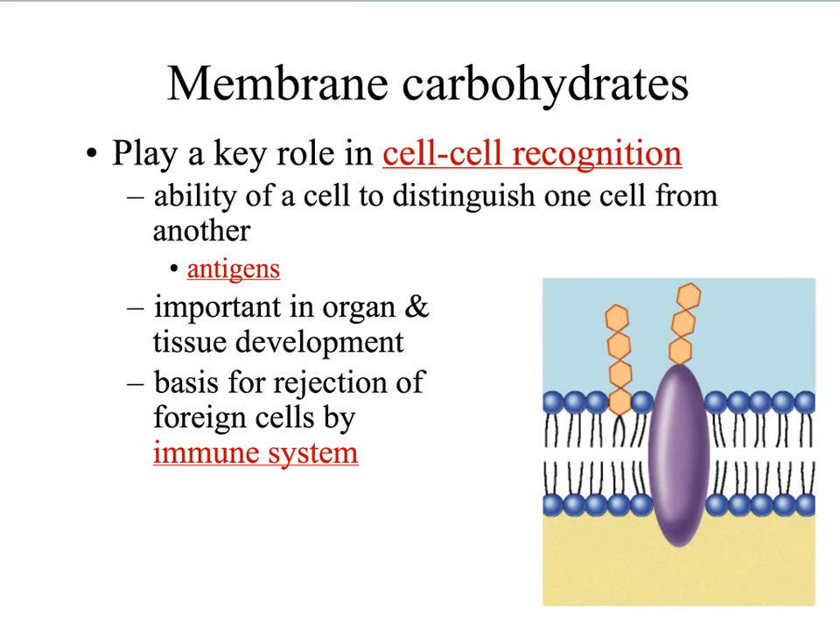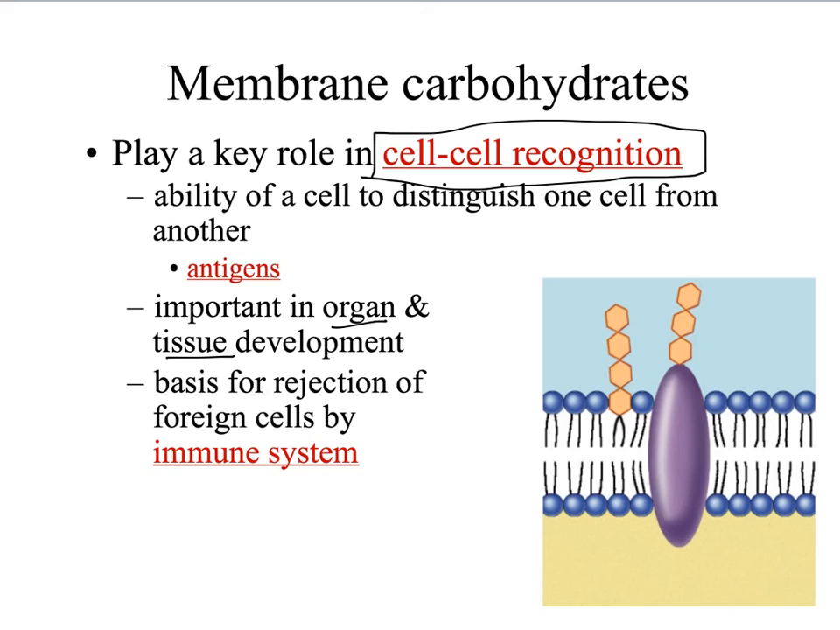This slide focuses on the membrane carbohydrates. You need to know this, so you should write this down. The main role that they play, as we've talked about, is cell-to-cell recognition. So allowing one cell to talk to the cell that's next to it and say, okay, I'm a kidney cell, you're a kidney cell. We're going to adhere to each other with our adhesion proteins, and we're going to start to form some kidney tissue. So that is important in organ and tissue development.